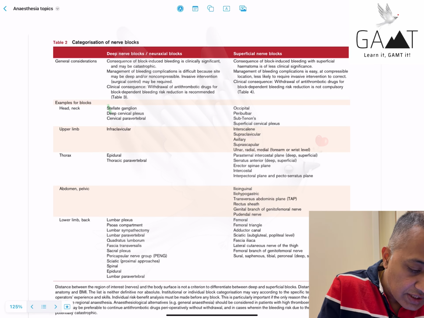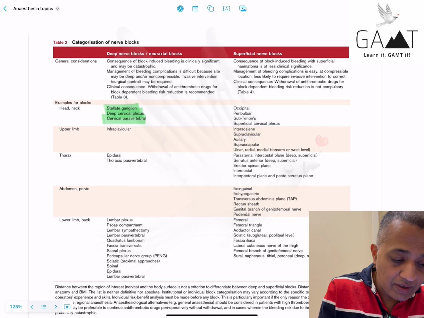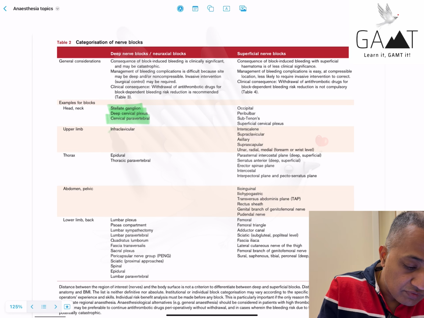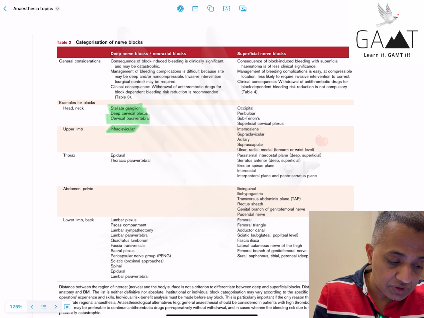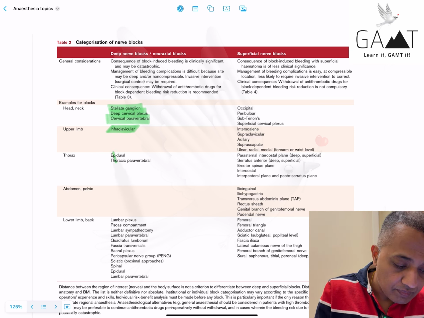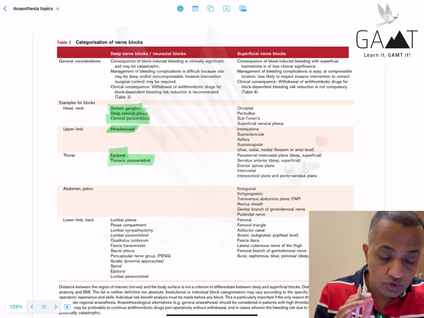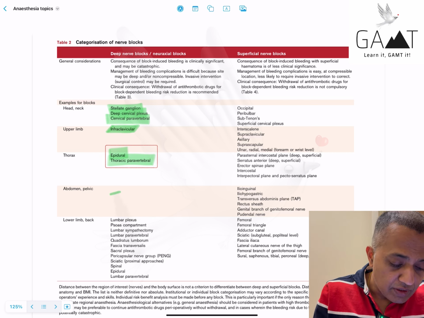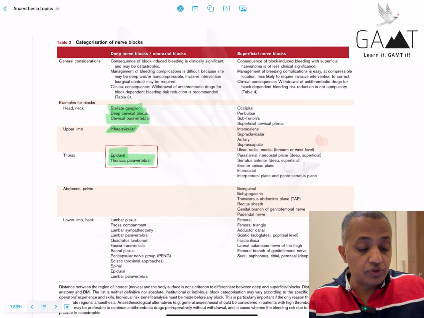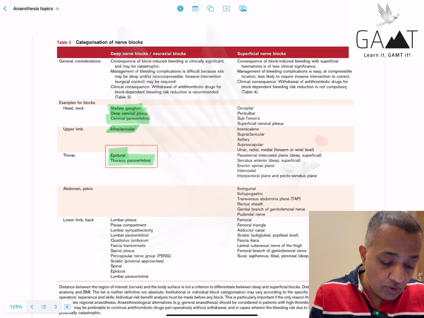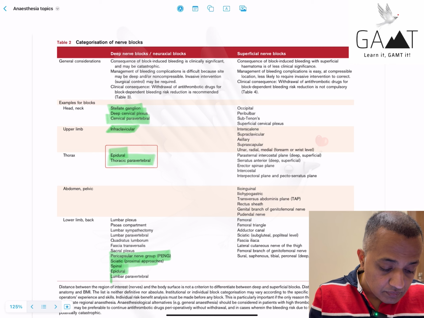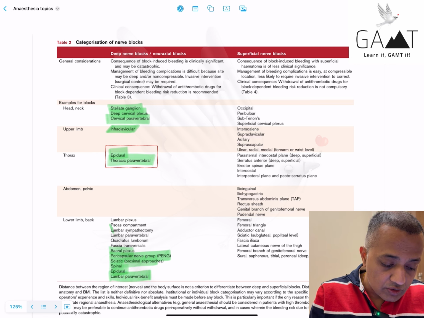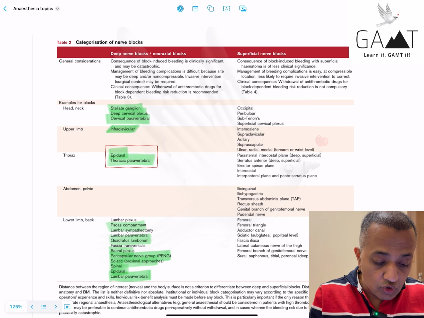In the head and neck, the stellate ganglion block, deep cervical plexus block, and cervical paravertebral block all come under deep. Infraclavicular is the only block in the upper limb that's classified as a deep block. The rest of the blocks in the upper limb are superficial blocks. In the thorax, epidural and paravertebral are both deep blocks. None of the blocks in the abdominal wall are deep blocks. They're all considered superficial. And then the lower back: the typical culprits, the spinal, epidural, proximal sciatic, and the PENG block, which is a newer block, are again classified as deep blocks. Also paravertebrals, sacral plexus block, psoas compartment block, and quadratus lumborum block.